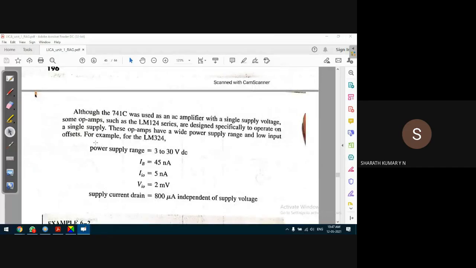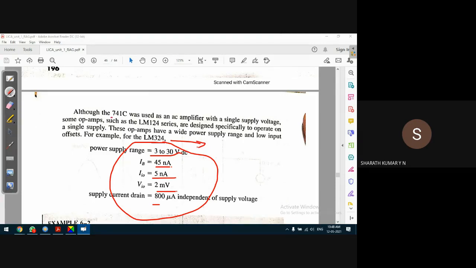For example, a 741 op amp operating in single polarity supply. The supply range is 3 to 30 volts. I think this is for the LM324. Bias current is 45 nanoamperes. Output current is 5 nanoamperes. Output voltage is 2 millivolts. These are the characteristics of the LM324, which can be operated with a single polarity supply.